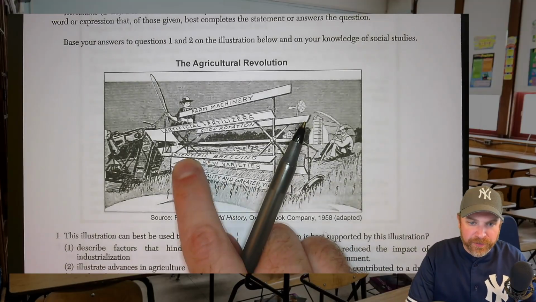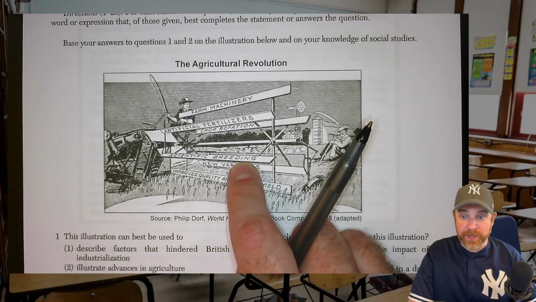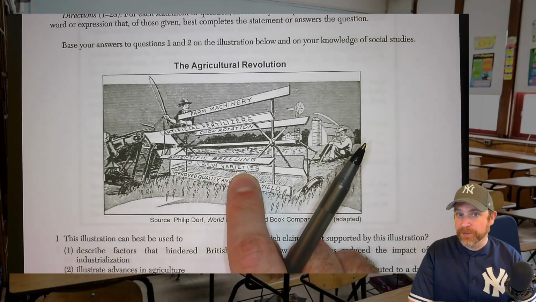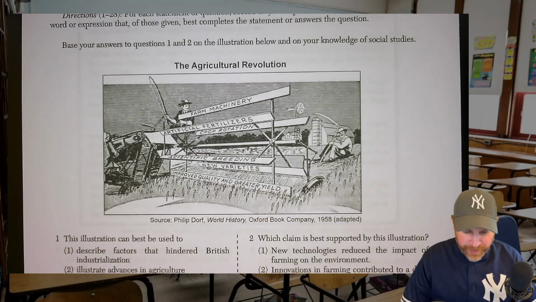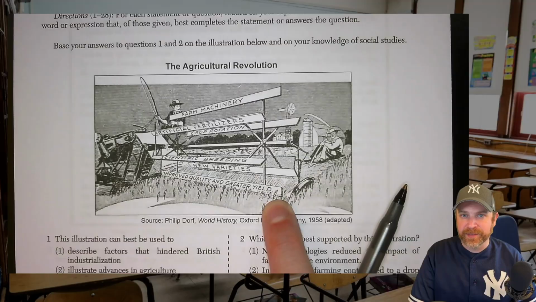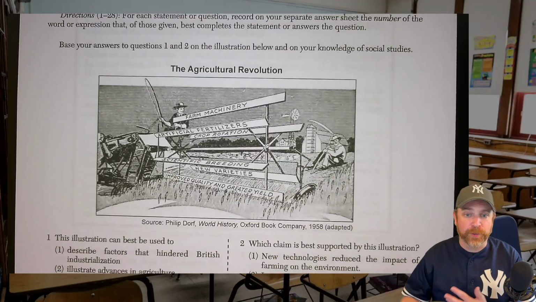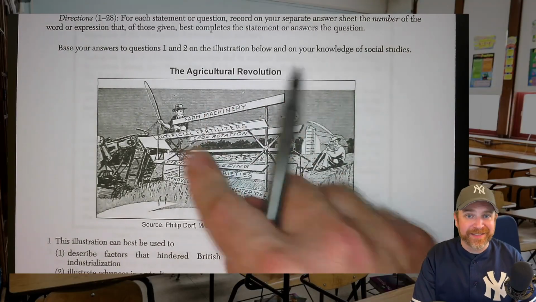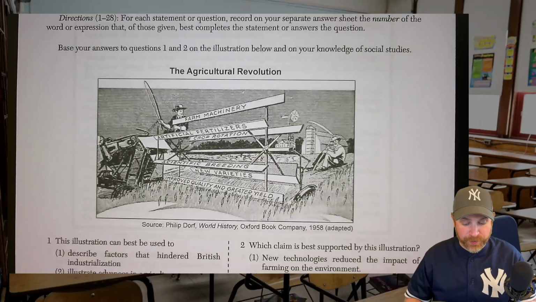You have here scientific breeding, so maybe some kind of early genetic engineering of food crops. New varieties, so new types of food being grown, improved quality, and greater yield. Okay, yield in this context means more. So a greater yield means we're producing more food, right? And that's what the agricultural revolution is all about. New technologies and sciences to increase the amount of food being produced. So let's take a look at question number 1.